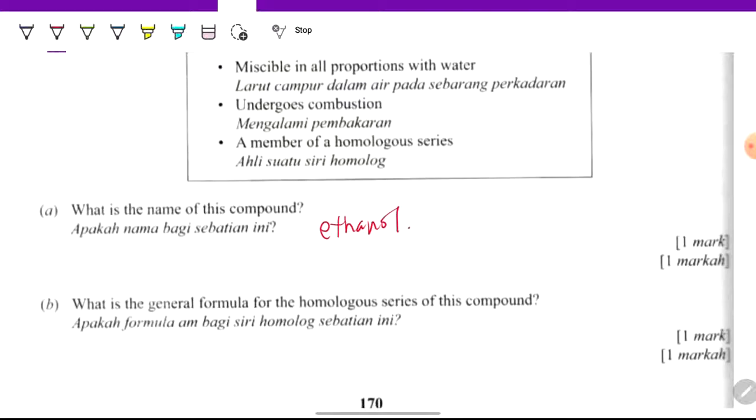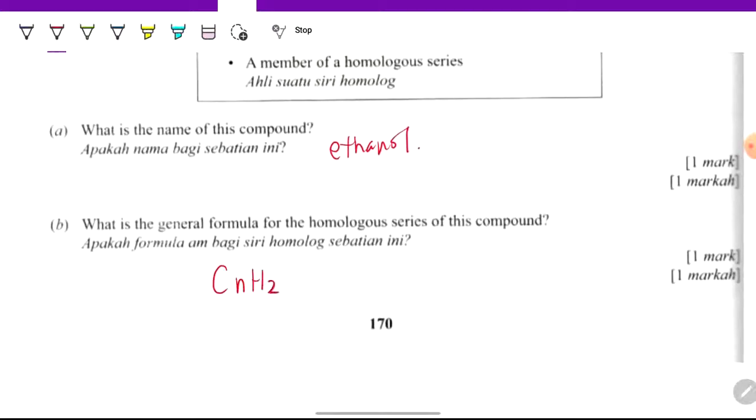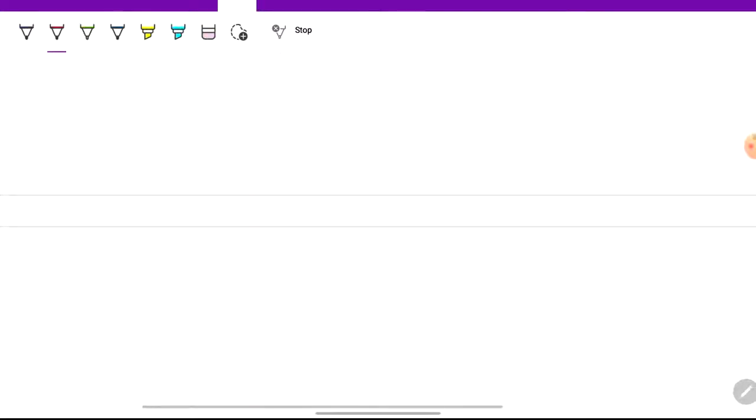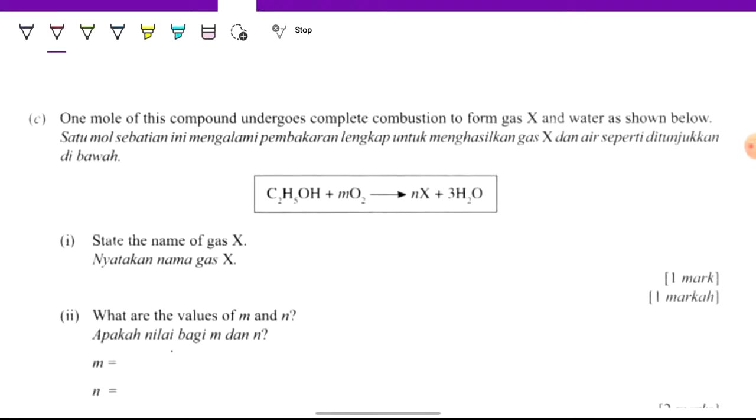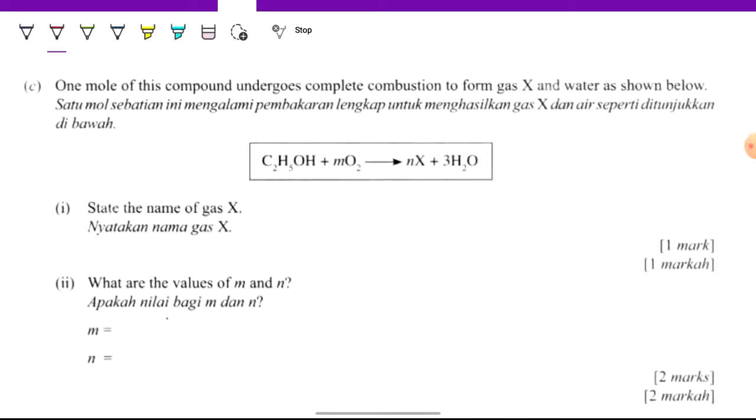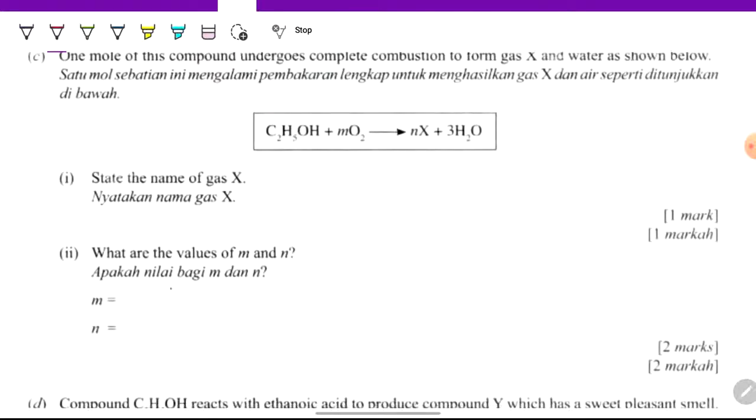What is the general formula for this homologous series? It's CnH2n+1OH. N starts from 1, 2, 3, and so on. One mole of this compound undergoes complete combustion to form gas X and water as shown below. C2H5OH plus mO2, then nX, then 3 moles of water. State the name of gas X. During the combustion, the gas produced will be carbon dioxide.